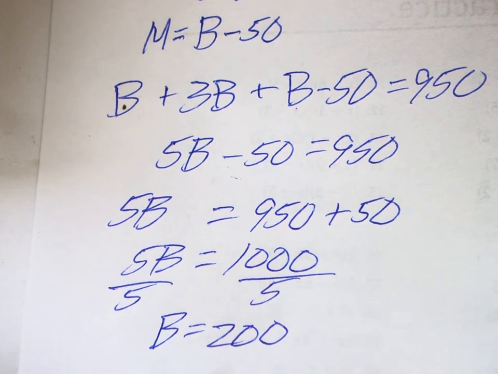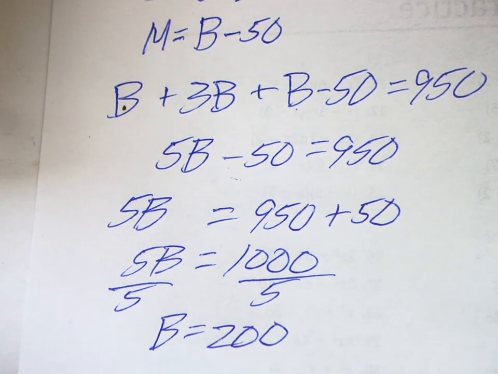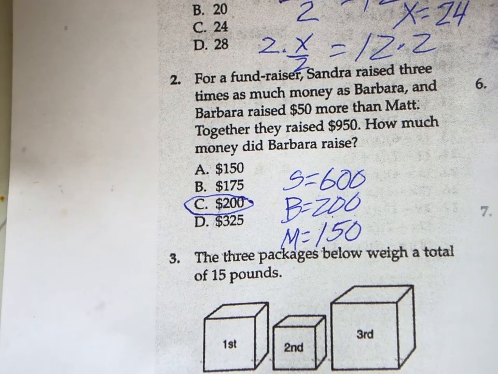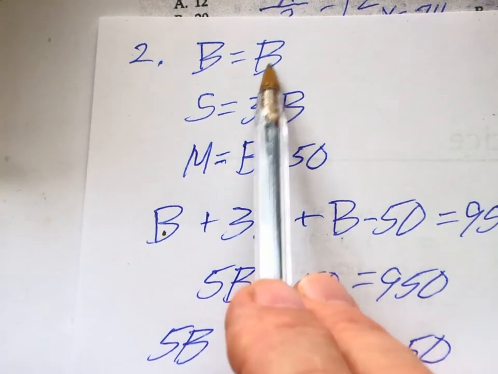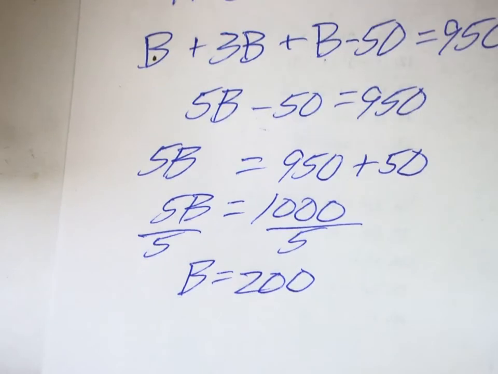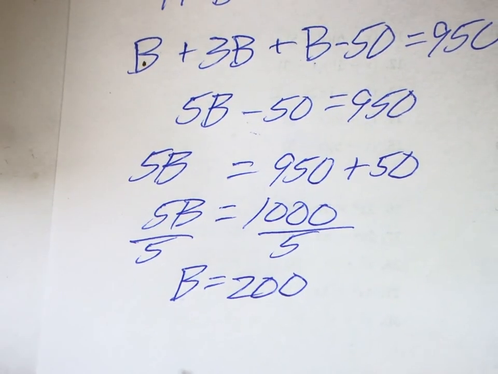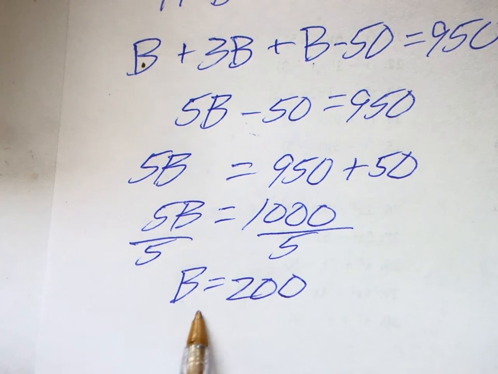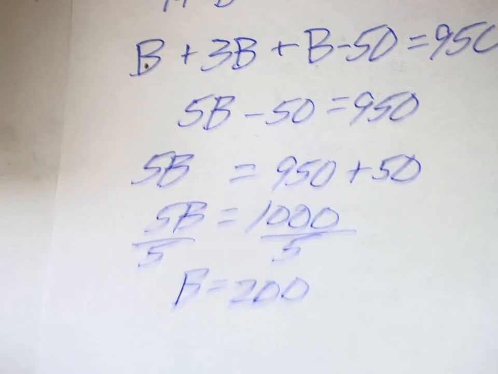Now, always when you get the answer, check and make sure you found what you're looking for. I'm looking for Barbara, it says. What is Barbara's? And that's what we set, B equal to Barbara. So that's the answer, 200. My answer, way down here, is 200 because I said B equal to Barbara. Okay, that was the right answer.